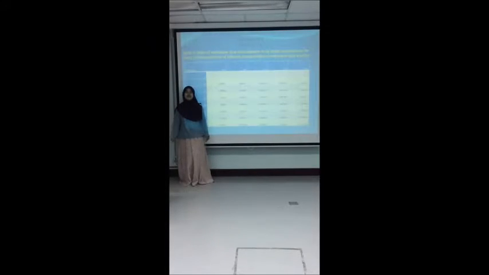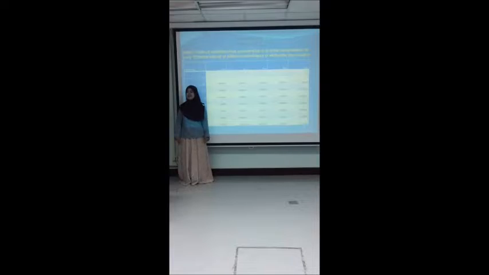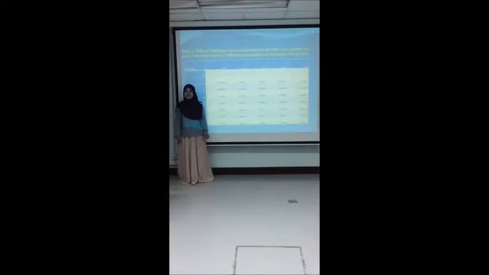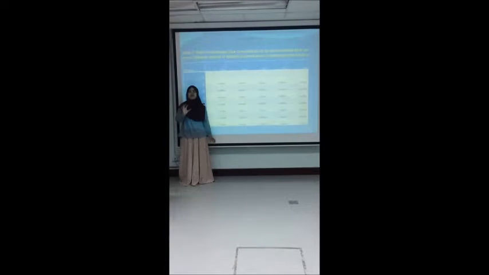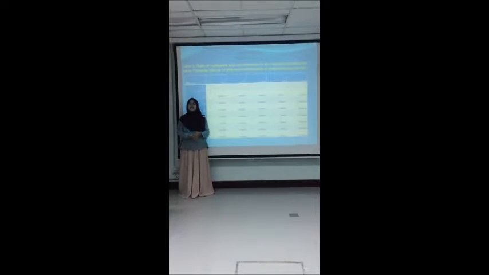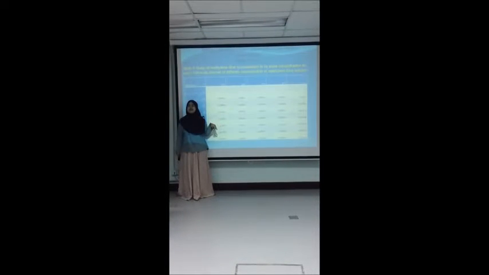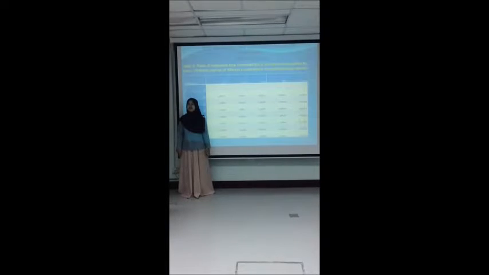Okay, next we're looking for the ratio of the methylene blue solution to its initial concentration. The formula is ratio equal to Ct over C0. Ct is for each of the time interval and C0 is for the initial value. And then we put into the table, which is table 3, the ratio of the methylene blue concentration to its initial concentration for every 10 minutes interval of different concentration of methylene blue solution.